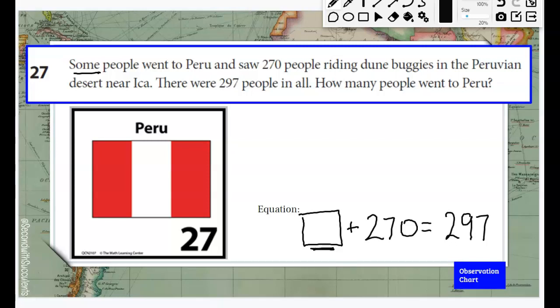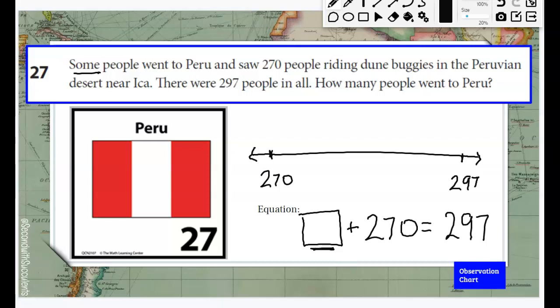Let's have a look at how we can solve this problem on an open number line, even if you solved it in a different way. Follow along and draw a number line with me. Here's my number line. I'm looking for the difference between 270 and 297. I'll put my smaller number on the left and my bigger number on the right. And I'm trying to find the difference.